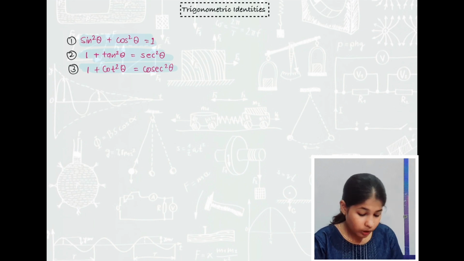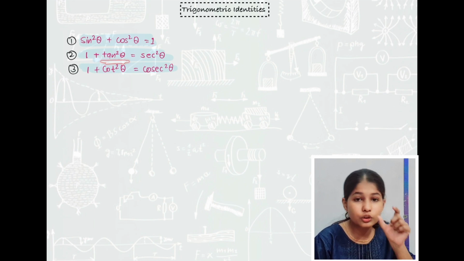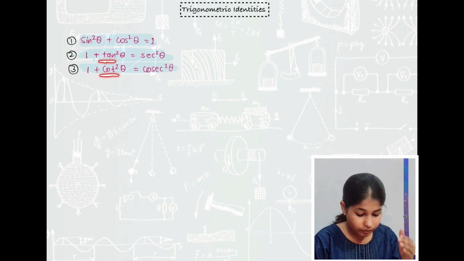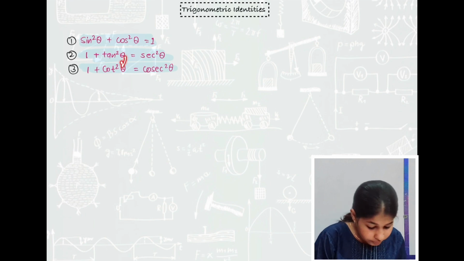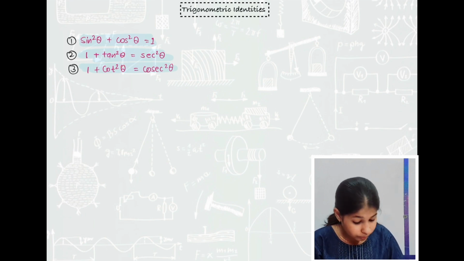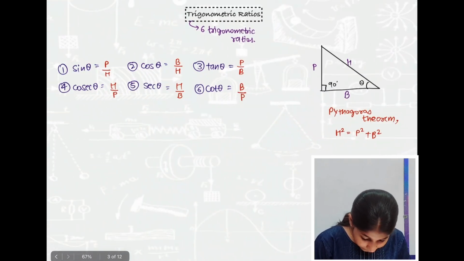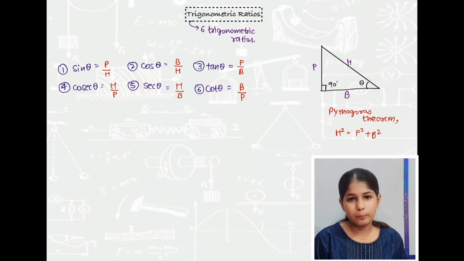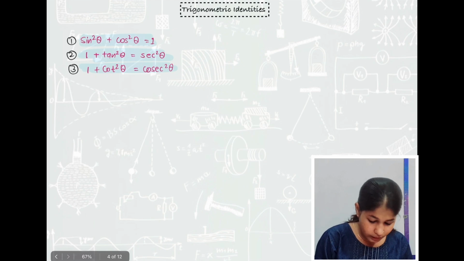If you see both these identities, you can see tan square theta, so you just have to focus on tan, and the next is cot square theta. Both are related to each other, because as you have already learned, tan square theta is equal to P upon B and cot square theta is equal to B upon P. In the same way you have to learn it.